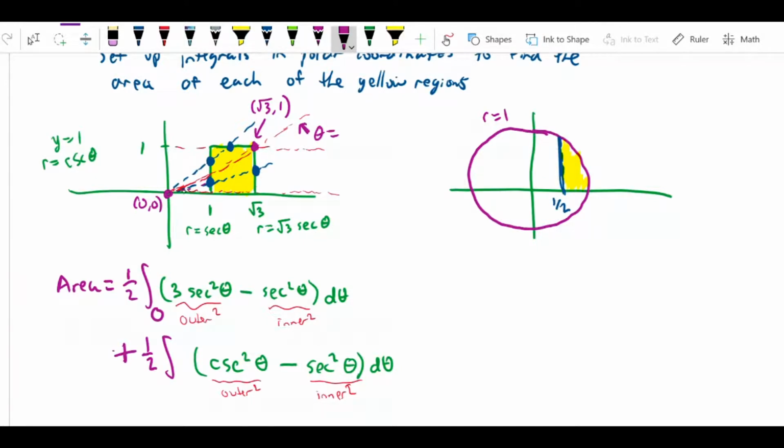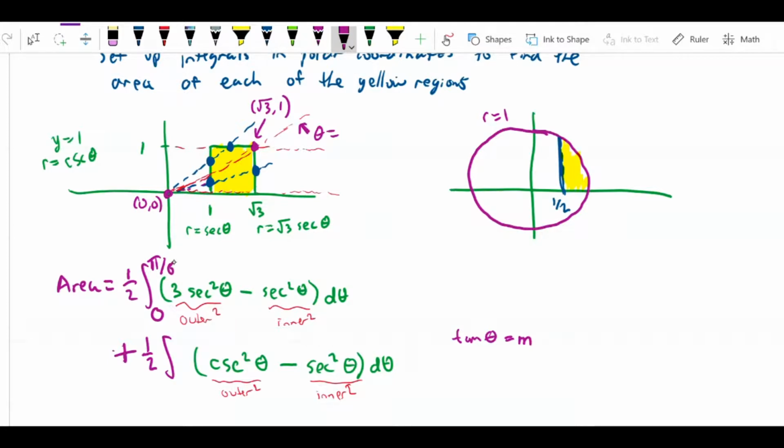We know that for a line that passes through the origin, the polar equation for it is theta equals whatever angle has a tangent of that slope. In other words, we're looking for an angle theta such that tangent of theta is equal to the slope of the line. The slope of the line is 1 over root 3. The angle whose tangent is 1 over root 3 is pi over 6. So this is going to go from 0 up to pi over 6.